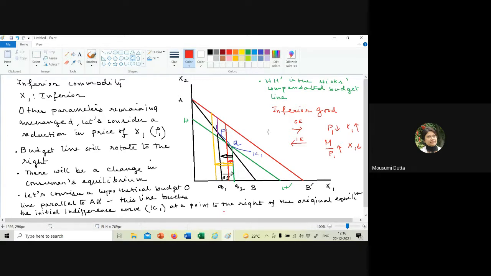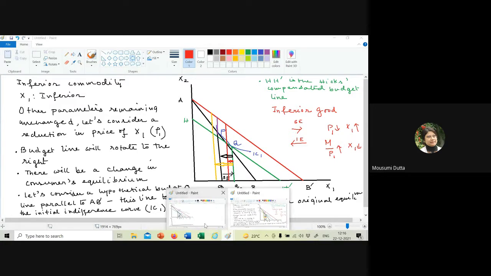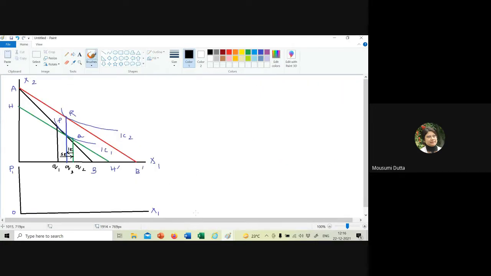So first we will consider a case where the income effect is moving in the opposite direction, but it is lesser than that of the substitution effect. We are considering this type of case. Via the substitution effect, the demand is moving from P to Q.